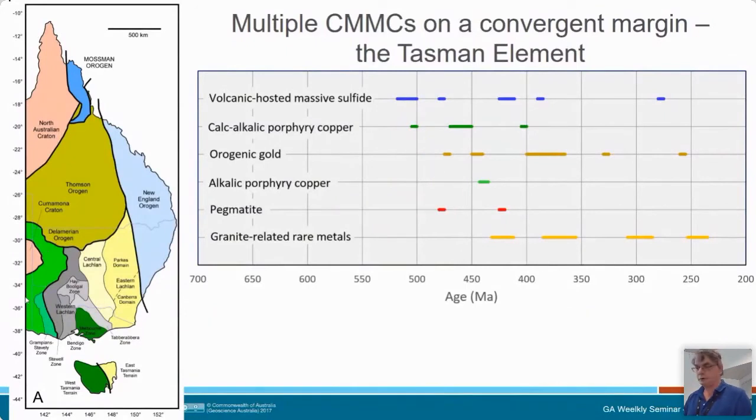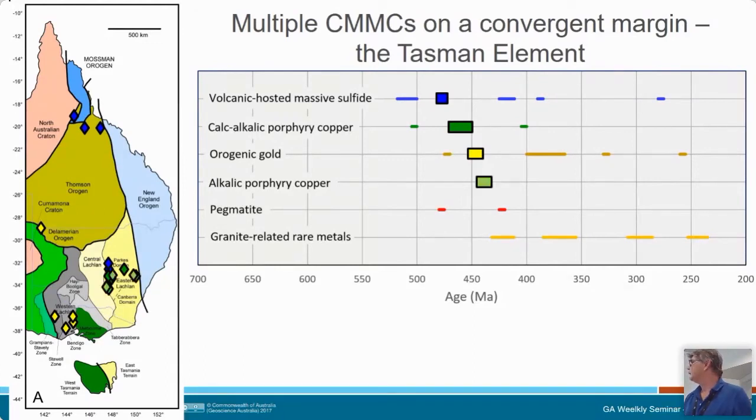Now, if we go to the next set of deposits, we're going to actually look at these deposits here. So you have VHMS deposits about 480. You have some in northern New South Wales and in northern Queensland. Then you go to your calc-alkaline porphyry copper deposits. They're associated with the Macquarie Arc. They're the early porphyry copper deposits associated with the Macquarie Arc. Then you have orogenic gold deposits, and they're located mostly in Victoria, with one example up in the Warratta Inlier on the southern margin of the Thomson Orogen.